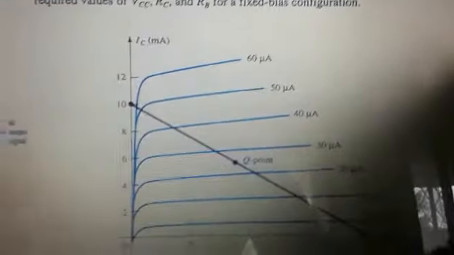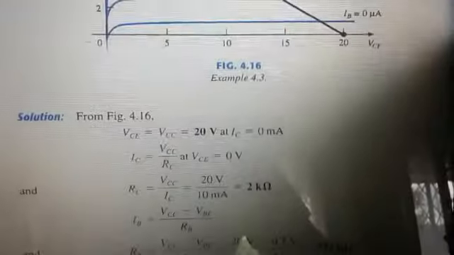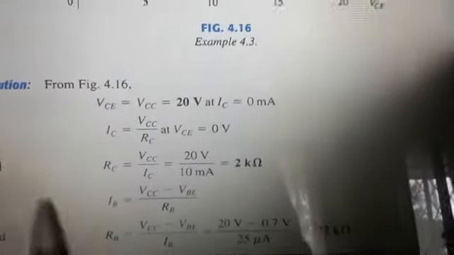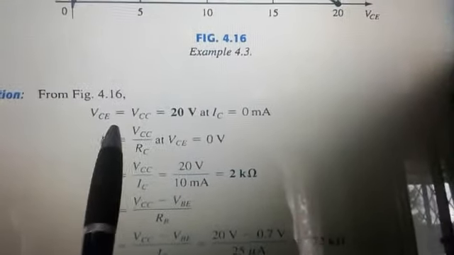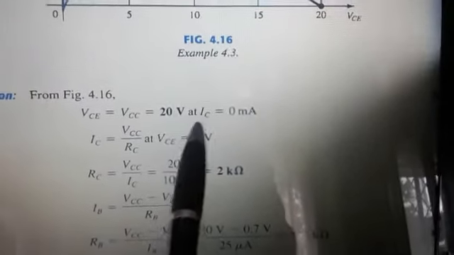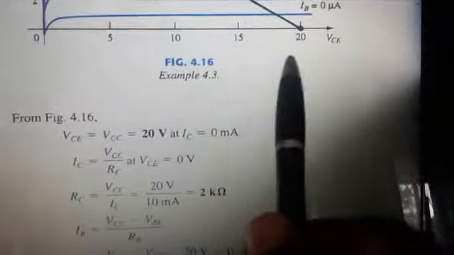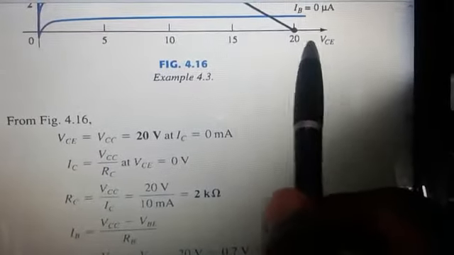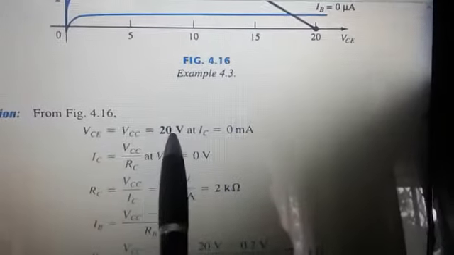Now let's go down to the calculation and see what it's done. As we said, the first thing is VCE equal to VCC, equal to 20 at IC equal to 0. So we just look right here and see that VCE equal to VCC. So I have that answer already, 20. That's out of the way.